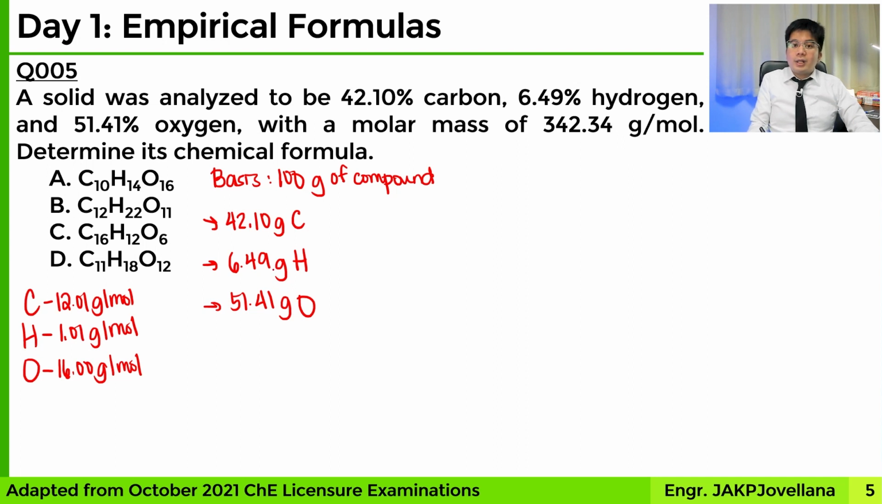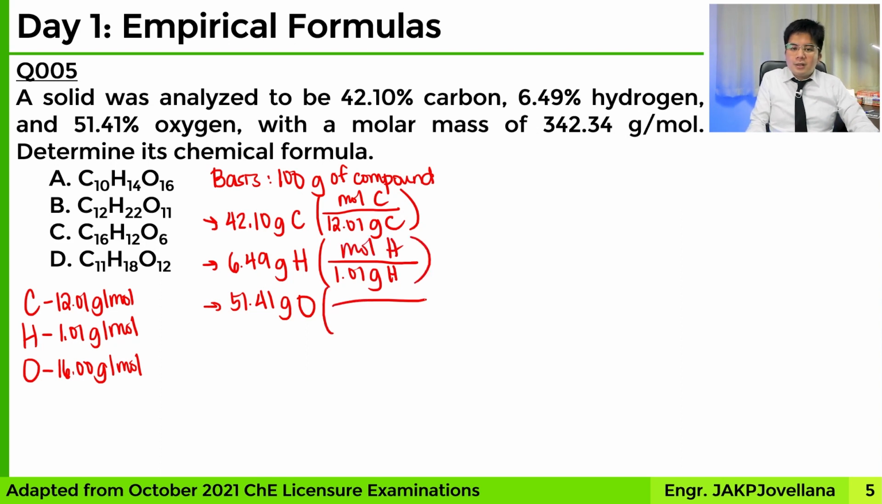Individually, we divide by the molar masses. So, for carbon, we divide by 12.01 grams of carbon per mole of carbon. For hydrogen, we divide by 1.01 grams of hydrogen per mole of hydrogen. And for oxygen, we divide by 16.00 grams of oxygen per mole of oxygen. The units, grams of carbon will cancel, grams of hydrogen will cancel, grams of oxygen will cancel.